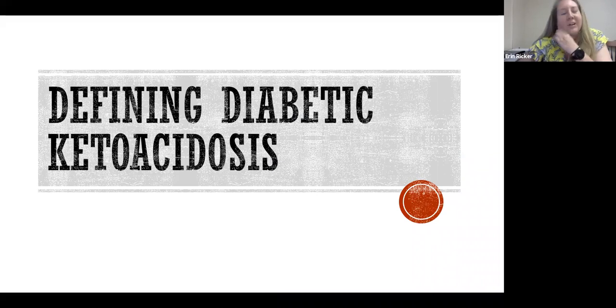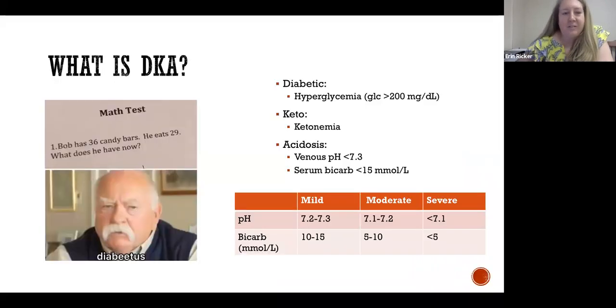So to start, we'll work on defining diabetic ketoacidosis. So what is DKA? It's pretty simple. This is one that I don't think it's worth memorizing, but the Pediatric Endocrine Society, both in Europe and America, have the same definition. So you can easily remember each component of the D, K, and A.